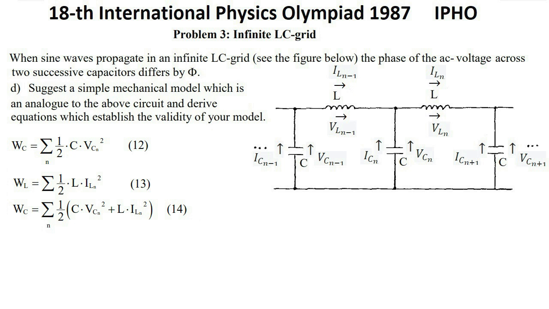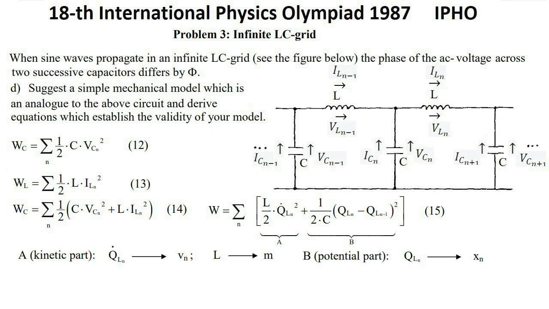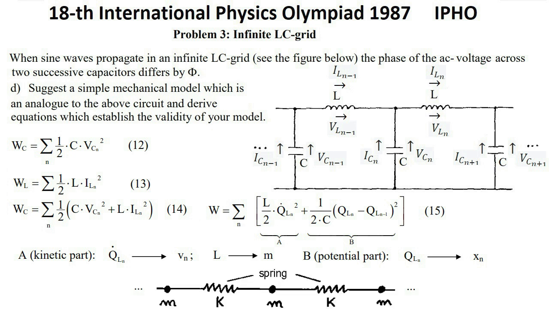For this purpose the voltage VCN has to be expressed in terms of the charges QLN passing through the coil. One obtains formula 15. However, QLN could equally be another quantity, for example an angle. L could be, for example, a moment of inertia. From the structure of the problem follows interaction only with the nearest neighbor, and the force rises linearly with the distance. A possible model could be the next one. That was the solution for question D. And here we finish the discussion of problem 3.